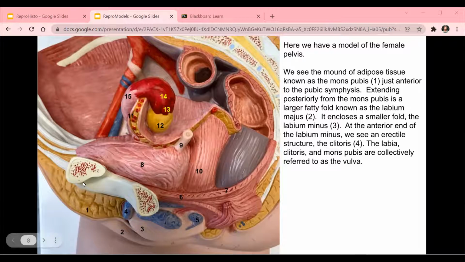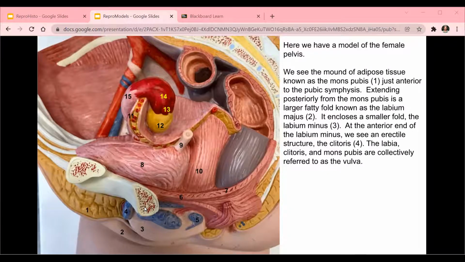In the external part, you can see the mons pubis. This is located just anterior to the pubic symphysis. This is the adipose tissue, which is covered by the skin and thick hair. You can see the labia majora and labia minora here, and number 4 represents the clitoris. The clitoris, labia minora, and labia majora all together are called the vulva or pudendum in the female.